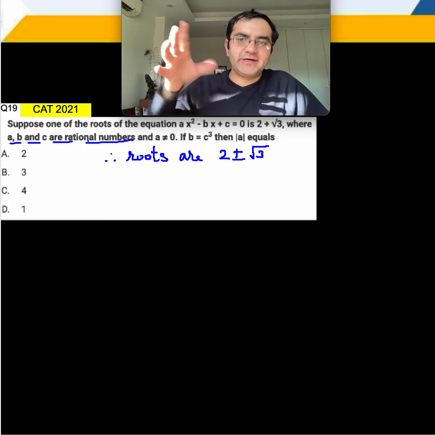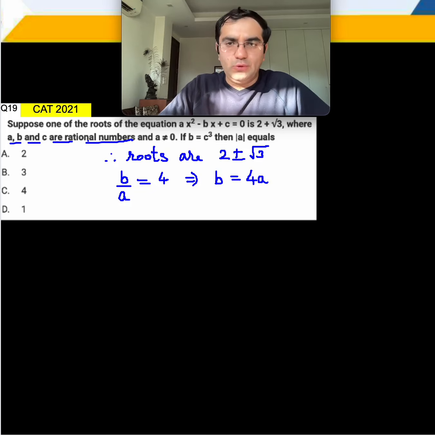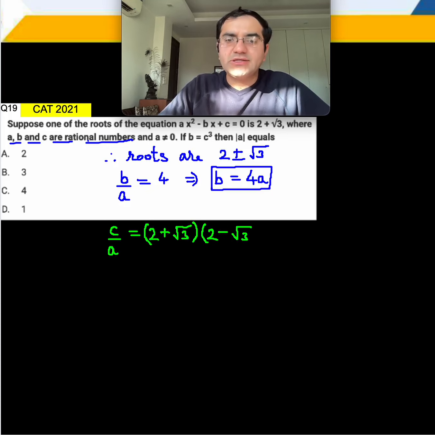B and c are connected through sum and product of roots. So we'll find sum and product of roots. Sum of roots for this equation, minus of minus b by a becomes b by a. Add the roots, 2 plus 2, 4 will come. So b is equal to 4a. And let's calculate product of roots, c upon a. 2 plus root 3 into 2 minus root 3, that's 2 square minus 3, 4 minus 3, 1 will come. So c is equal to a.